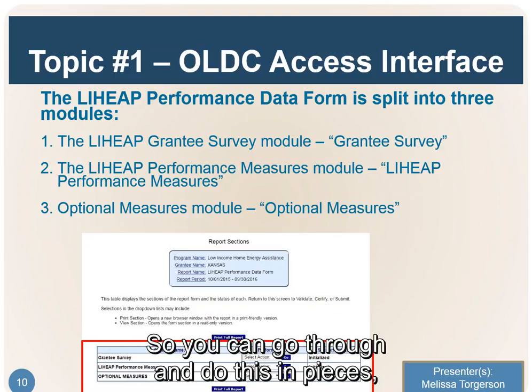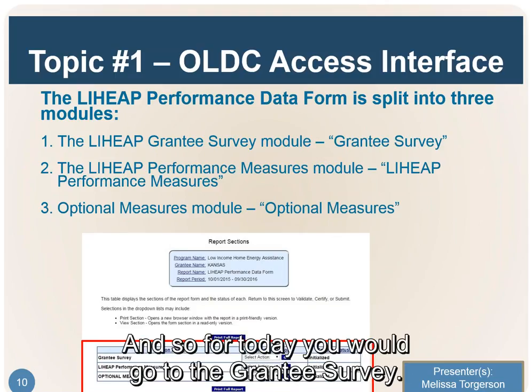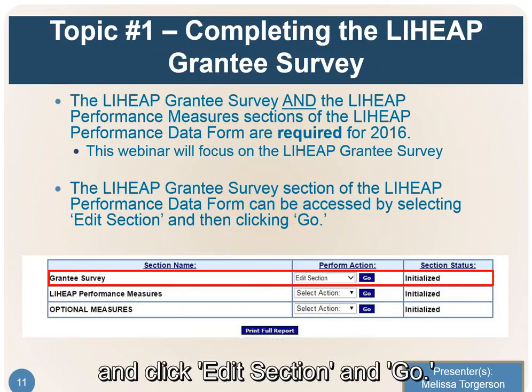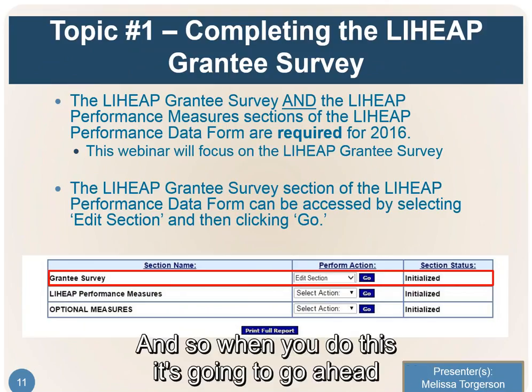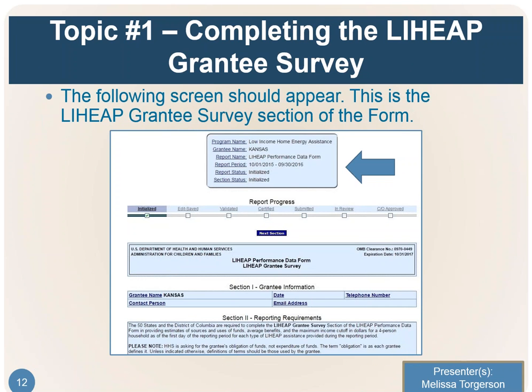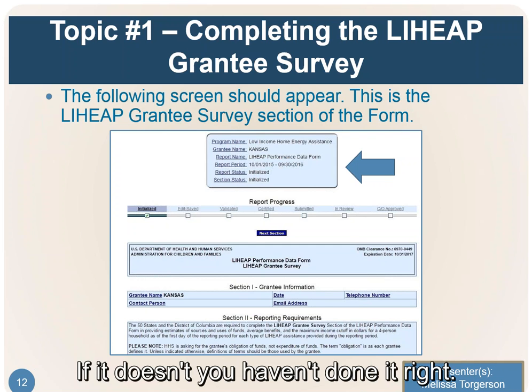So you can go through and do this in pieces, which is actually pretty nice. And so for today, you would go to the Grantee Survey. And when you get there, you're going to go ahead and click Edit Section and Go. And when you do this, it's going to initialize the report for you. This is what the screen should look like. If it doesn't, you haven't done it right.